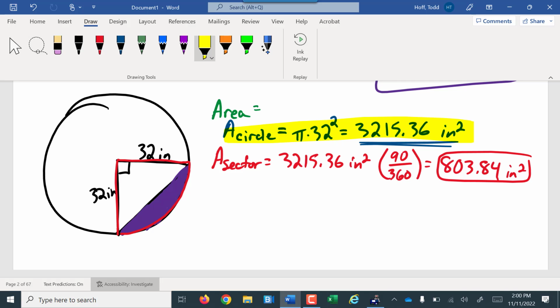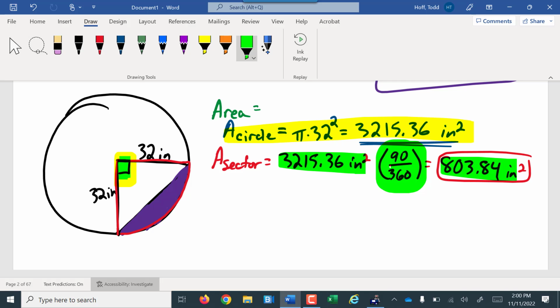Then to find the area of the sector, the wedge is this central angle here at the center of the circle over 360. So we took the area of the whole circle, right there, then just multiplied by that angle of 90 degrees, over 360, which is a full circle. And so basically all that is saying is this is what fraction of a full circle that we have. So we have that whole sector is 803.84.